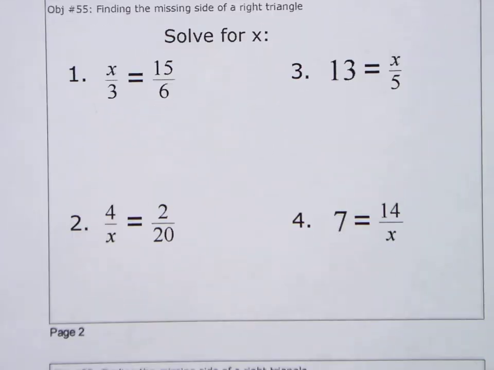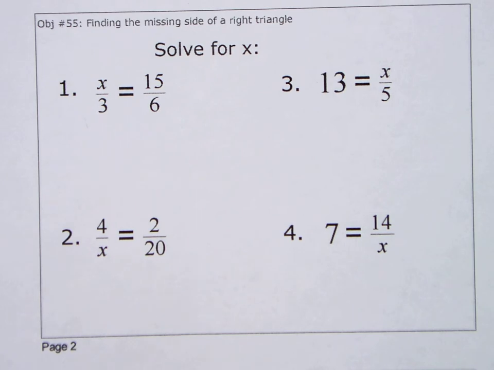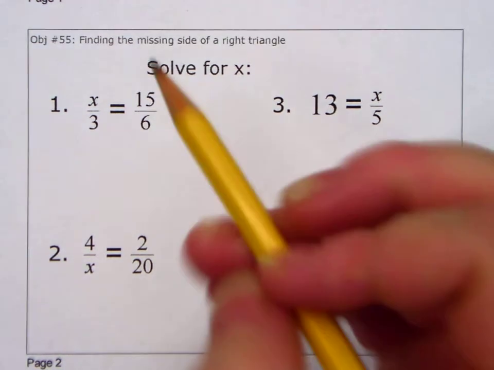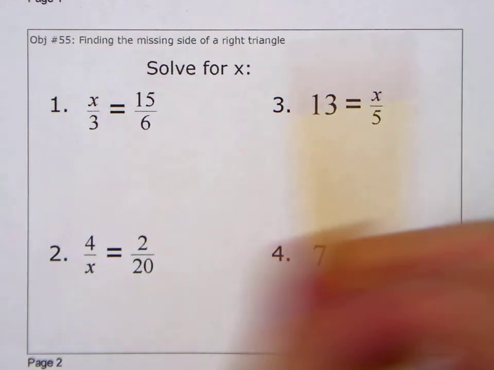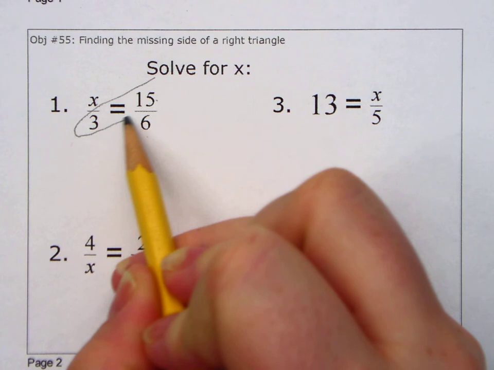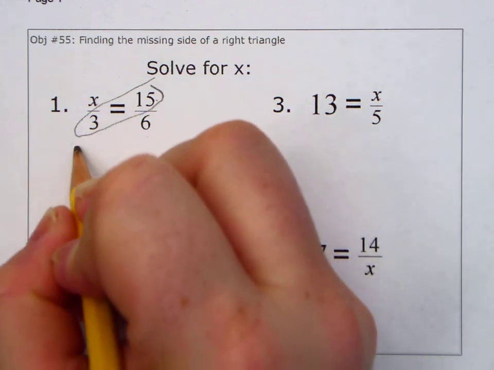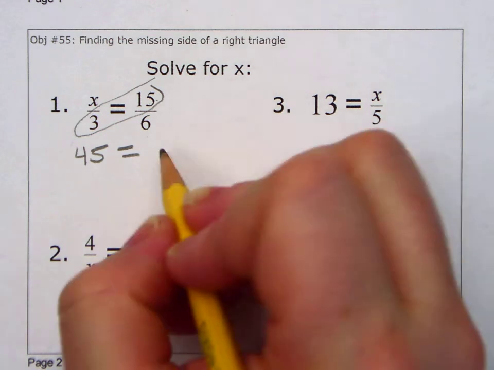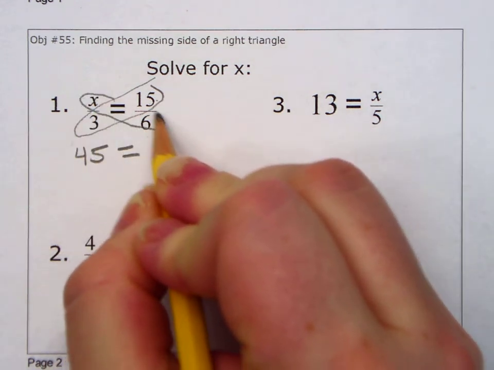Before we jump into this, let's do a quick review of cross multiplying, because if you can't cross multiply, you're going to be kind of a disaster. I'm going to try to use a pencil. So how do you cross multiply? Bottom times top, bottom times top. 3 times 15 is 45 equals, not over, 6 times x is 6x.